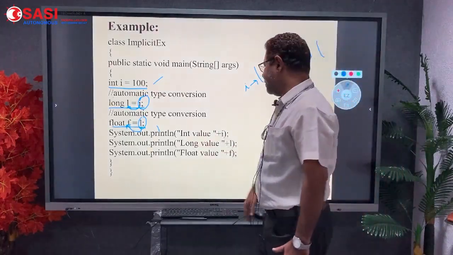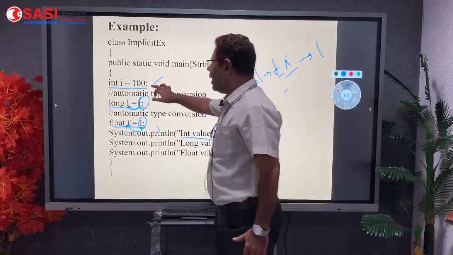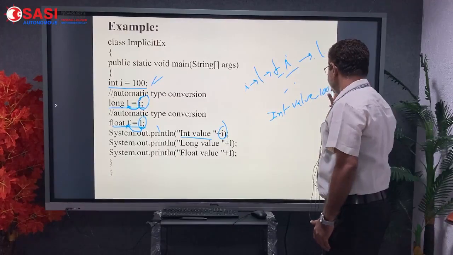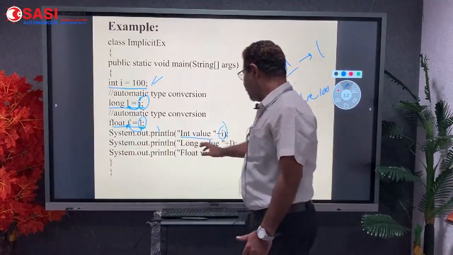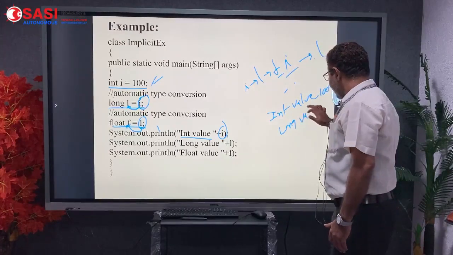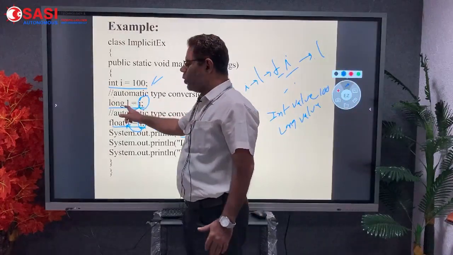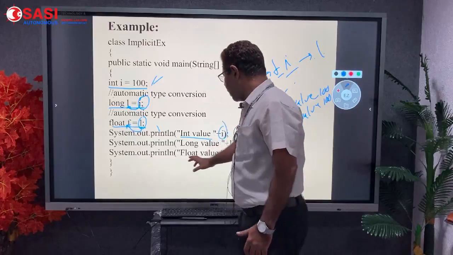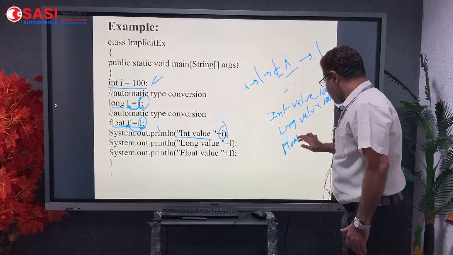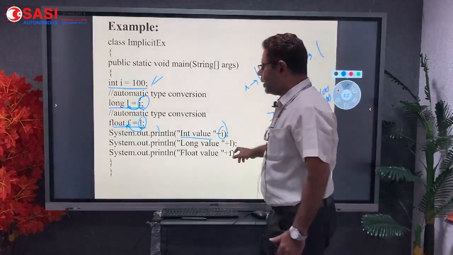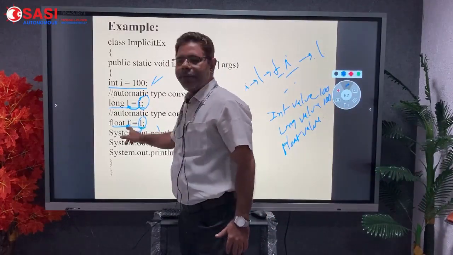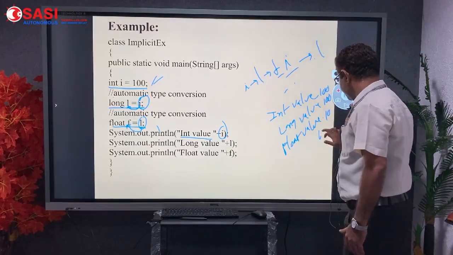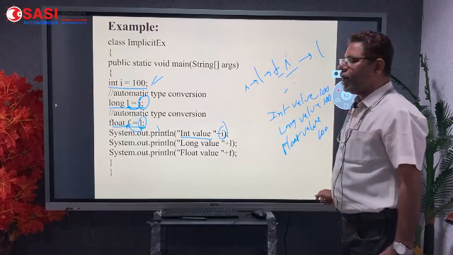So the output of this program: the int value in i is 100. So the output is int value 100. Next, System.out.println long value. The long value is the l value. The i value is moved to the l. That means the output is 100. Next, System.out.println float value. The float value f came from l. So that means 100.0. So this is the output of this program.